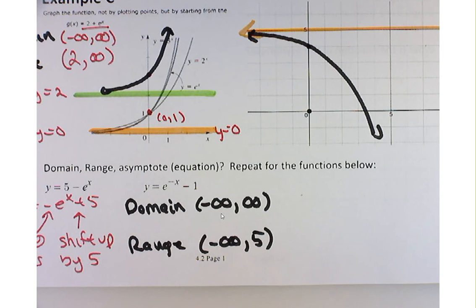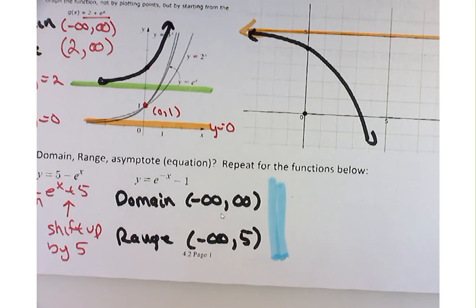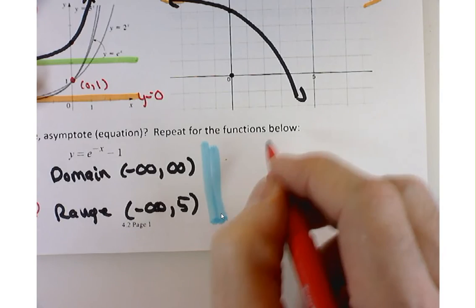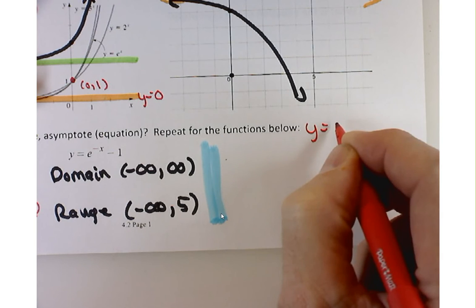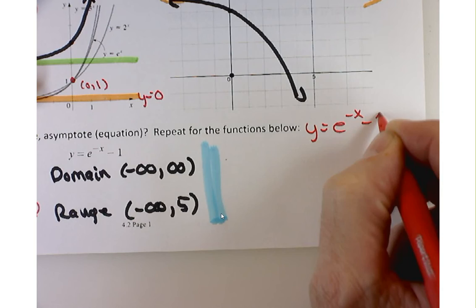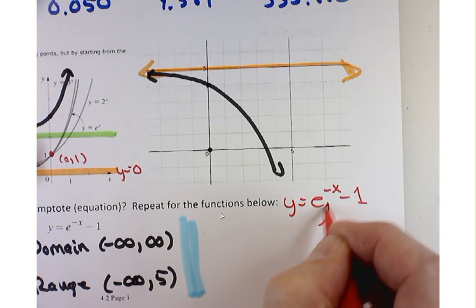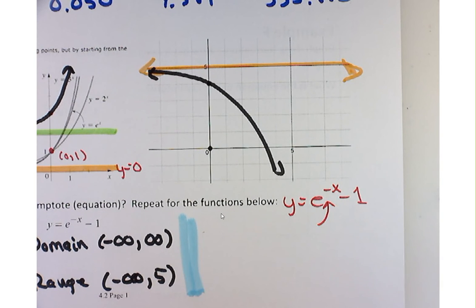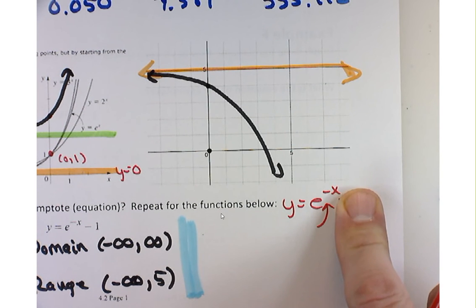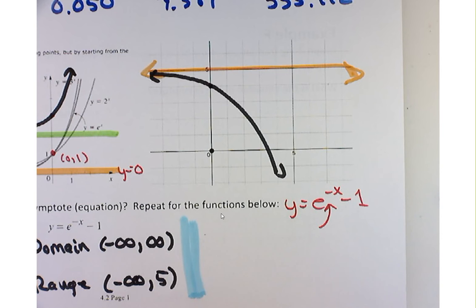Let's look at the second one. So, let me mark between these two, and let's look at y equals e to the negative x minus 1. So again, you're going to get some shifting around here. This time, instead of putting a negative in front of the e to the x term, I've got a negative in the x, so e to the negative x. What kind of change is that going to make to the graph if I just looked at that much? Flipped around the y-axis. Okay, so let's take a look at that.